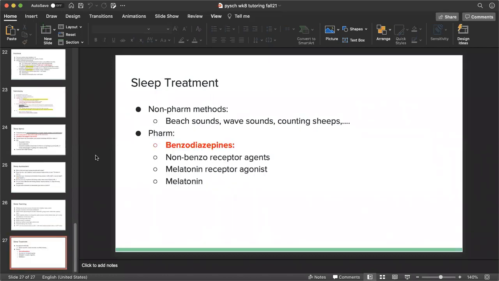And then lastly, the treatment for sleep. The non-pharmacological methods are beach sounds, wave sounds, counting sheep. And then the pharmacological methods are benzos. But remember, benzos are really addictive, so keep that in mind if a benzo is prescribed. Then non-benzo receptor agents, melatonin receptor agonists, and then just melatonin.